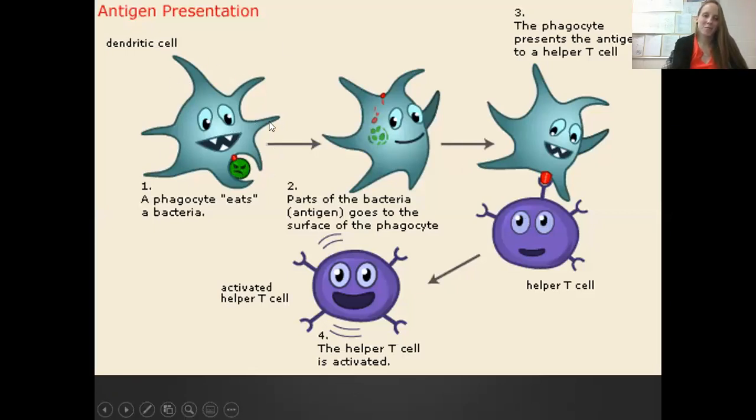So this is our macrophage. It's eating the angry little virus or whatever this pathogen is. And the little red thing is the antigen on the outside of the green pathogen. And so this macrophage is going to eat the pathogen. It digests the pathogen, but it holds on to the antigen, which is the little thing on the outside. And then it shows that antigen to the helper T cell, and then the helper T cell goes and tells the killer T cell and the B cells what to do about it.